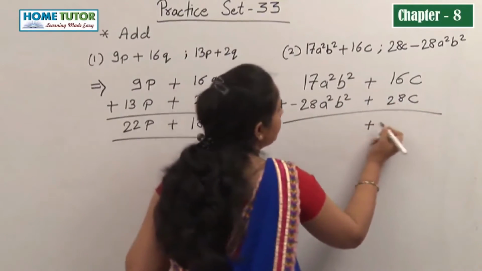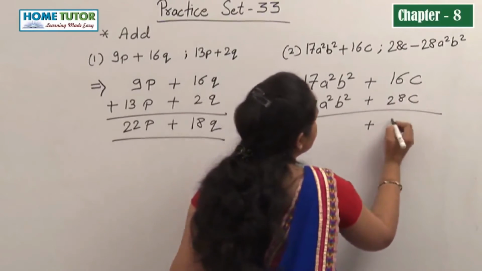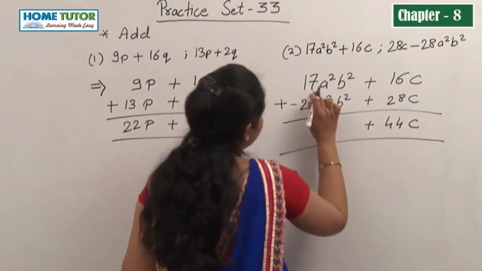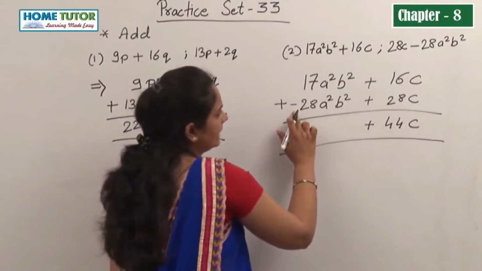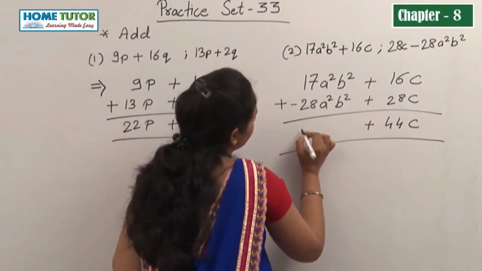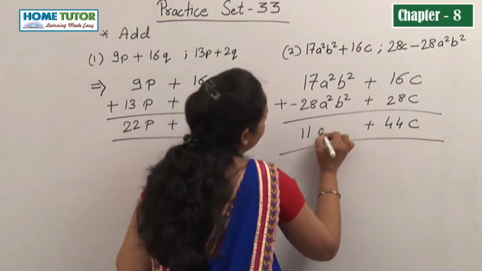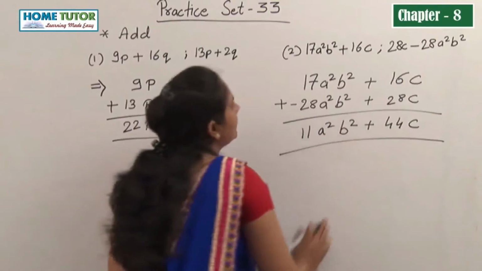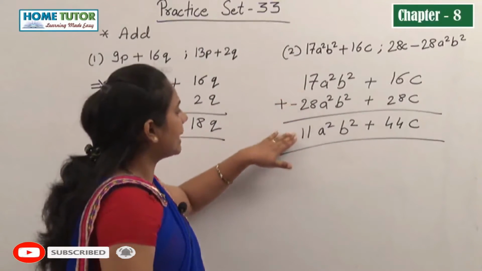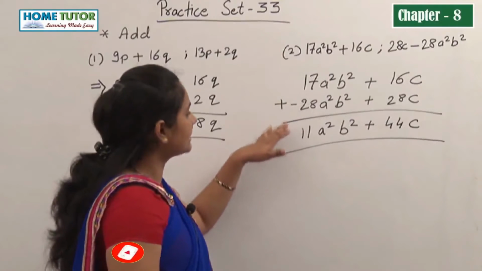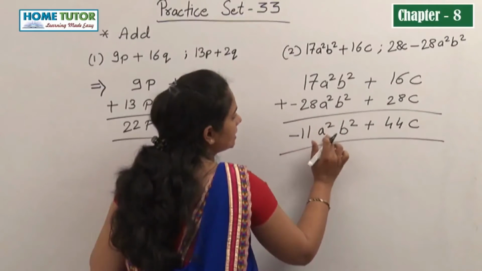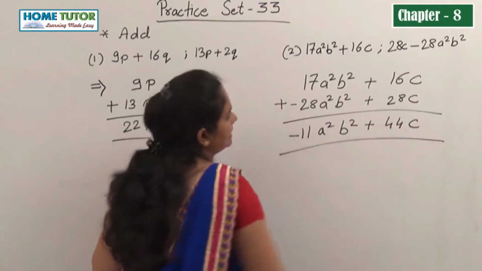So now we'll add this. 16 plus 28 is equal to 44c, and 17 minus 28. So plus minus is minus. We will subtract. The answer is 11a square b square. Here plus 17 minus 28 is there. So plus minus minus, we have subtracted it and we will write the sign of the bigger number, that is minus 28. So minus 11a square b square plus 44c is your answer.